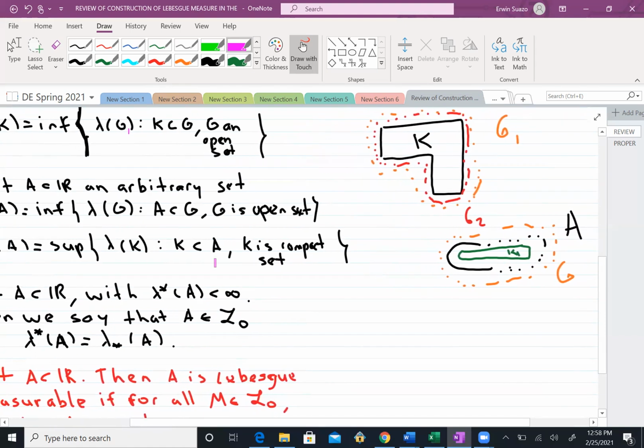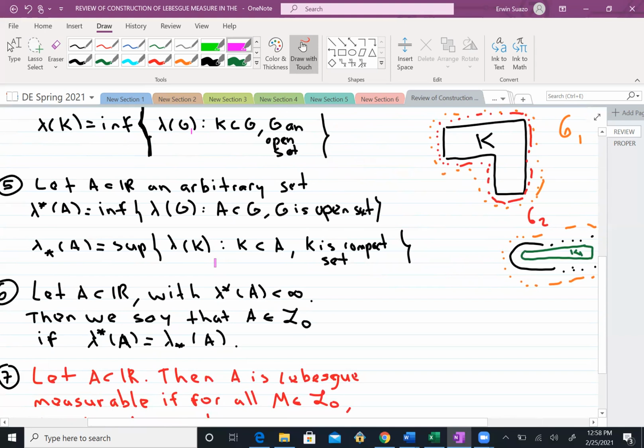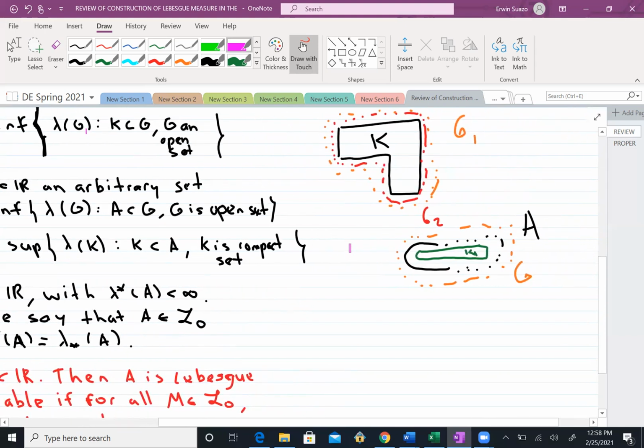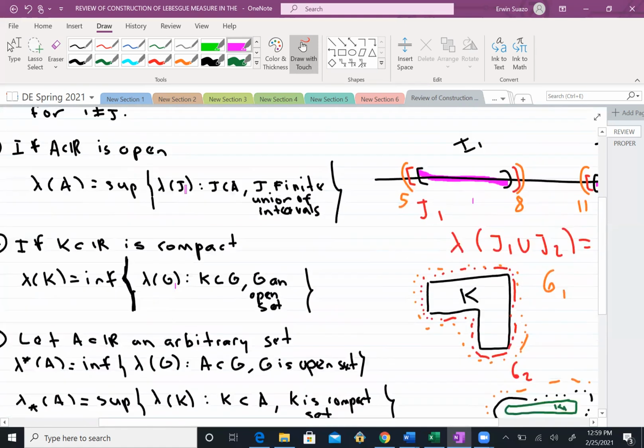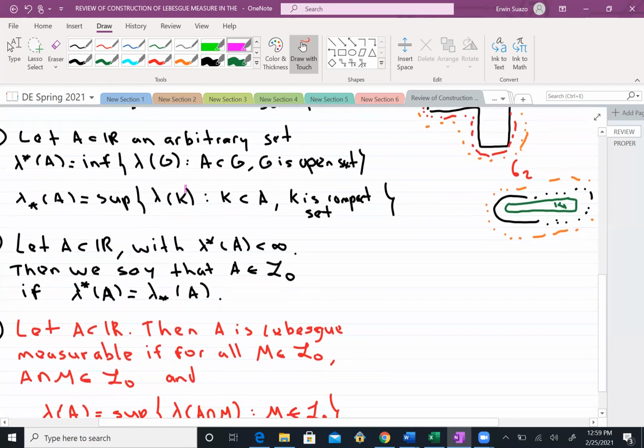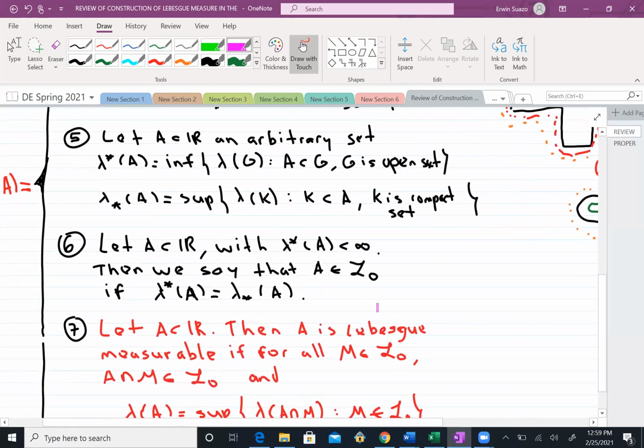So the outer measure of A is going to be the inf of the measures of all those G's that contain A. Just like we explained before. And on the other side, the inner measure is going to be the sup of the lambda of K's, so we are measuring A from the inside. But in this case, A is any set, not just compact or open as we did before. And now it looks like we got something good going on here.